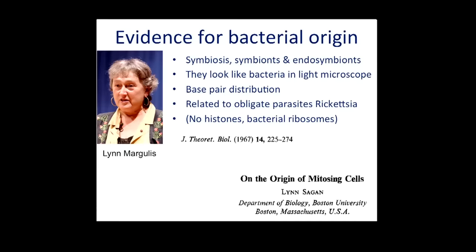Now, in the mid-60s, Lynn Margulis proposed that these mitochondria not only looked like bacteria, but they must be bacteria. And so she proposed the bacterial origin of mitochondria, and was able to publish her paper in the Journal of Theoretical Biology in 1967 using her married name. She was married to Carl Sagan. So Lynn Sagan published this. It was rejected in 14 journals before it was published in the Journal of Theoretical Biology because it was a crazy idea of mitochondria coming from bacteria.